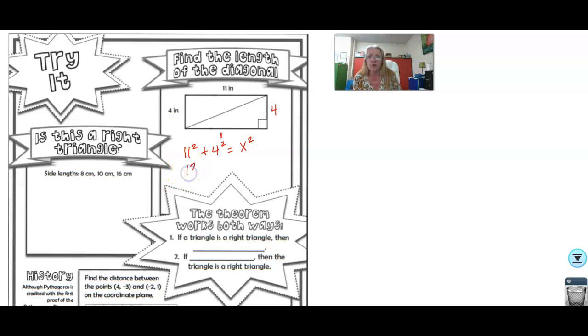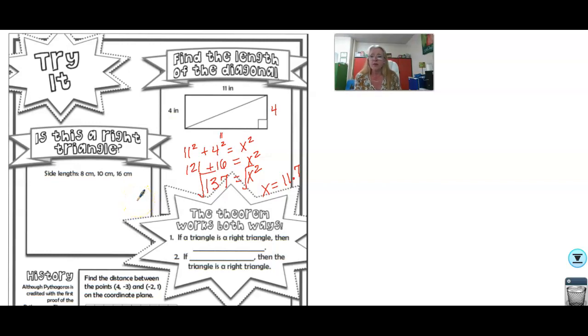11 squared is 121. 4 squared is 16 equals x squared. Well, 121 plus 16 is 137 equals x squared. All right. And I have this all worked out in advance so this wouldn't be a humongously long video. This works out to when you take the square root of both sides, you get that x is equal to 11.7. That's rounded to the nearest tenth. Okay.